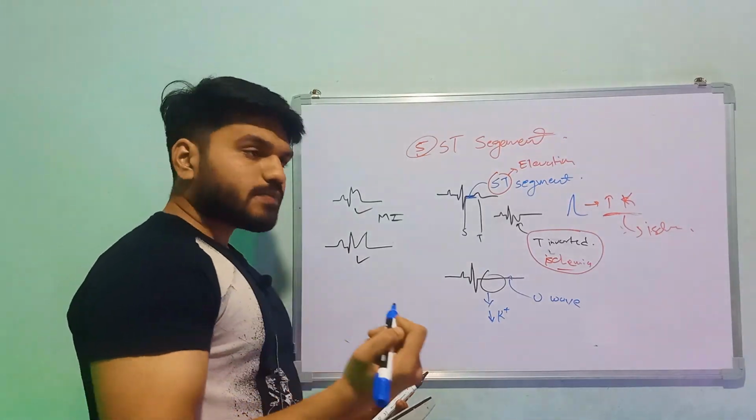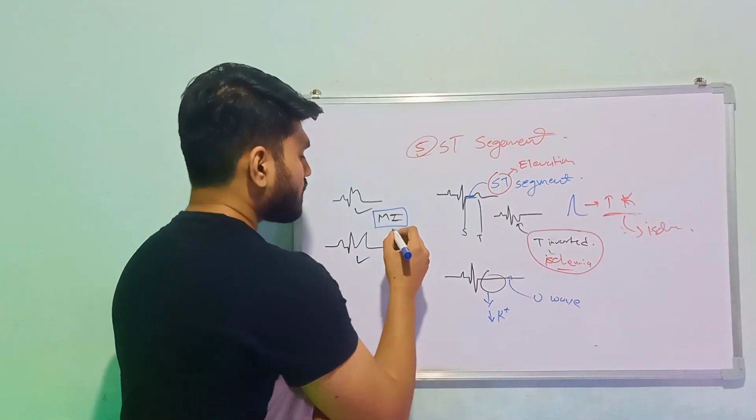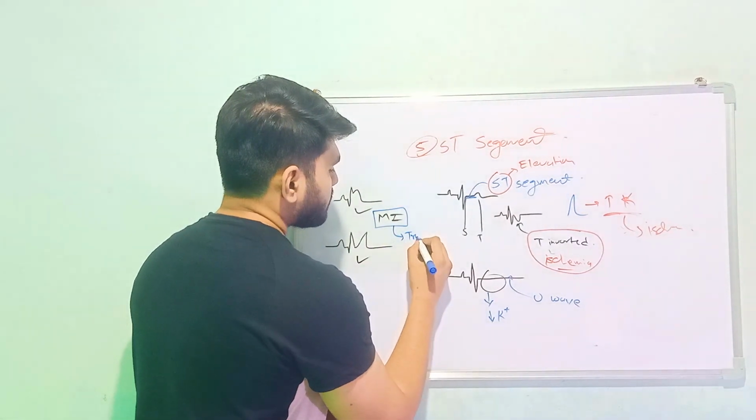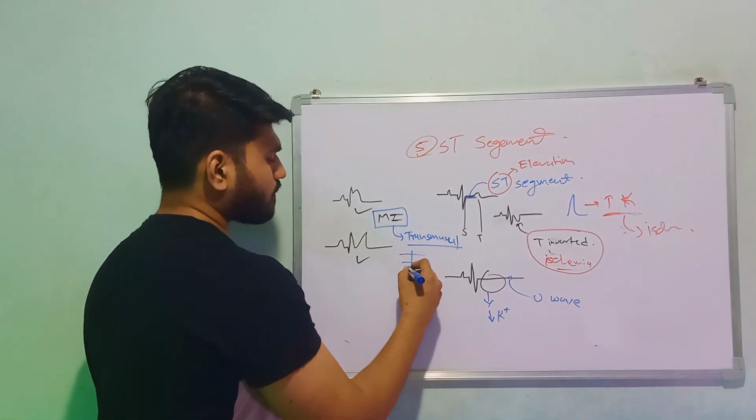If we have to say more specifically, then MI in which muscle? MI in transmural, all layers of cardiac muscle.